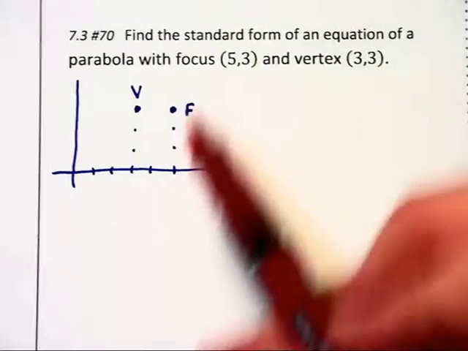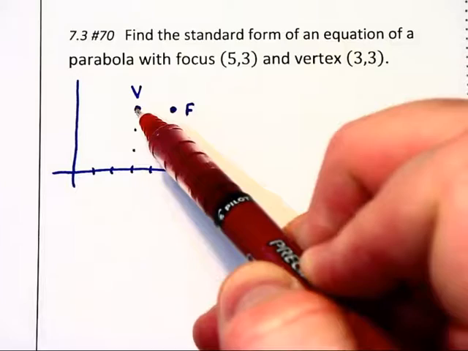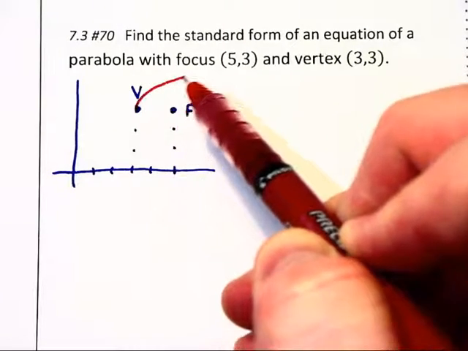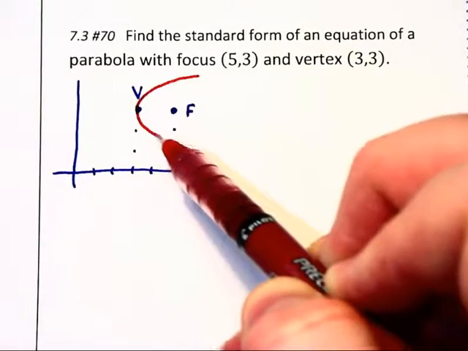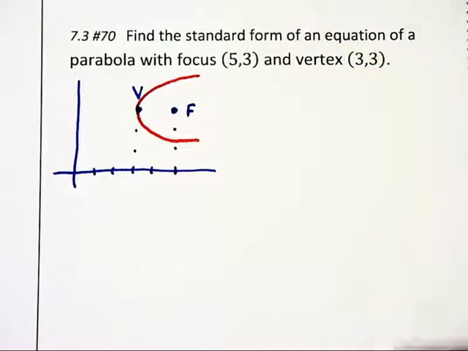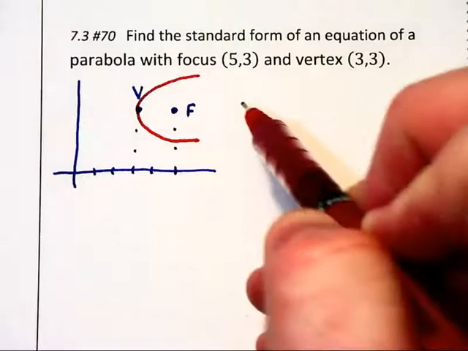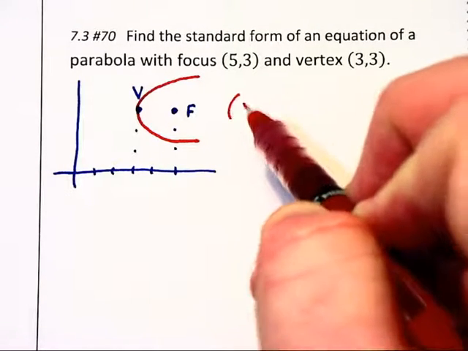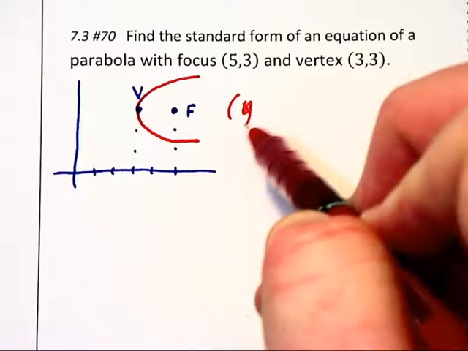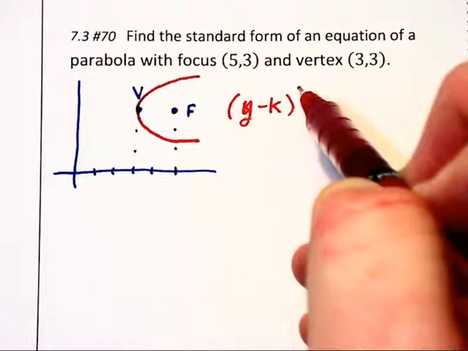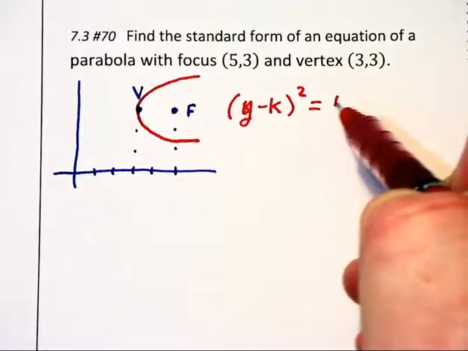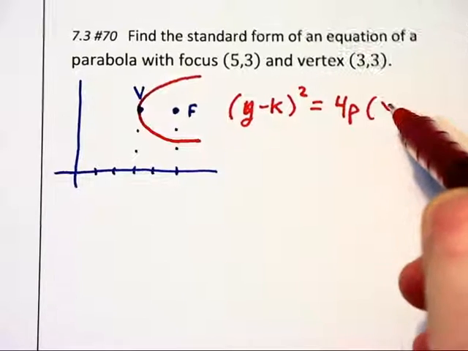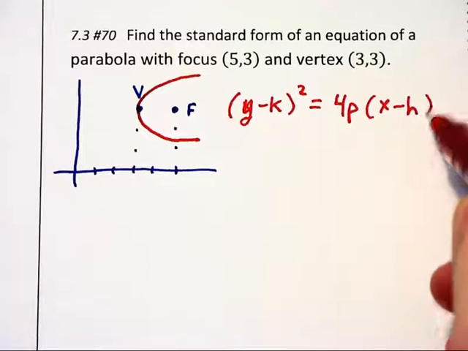So we know, just based upon this picture, that since the curve wraps itself around the focus, this is going to open to the right. This is not a function, and therefore this parabola will be of the form (y - k) quantity squared is equal to 4p times (x - h).